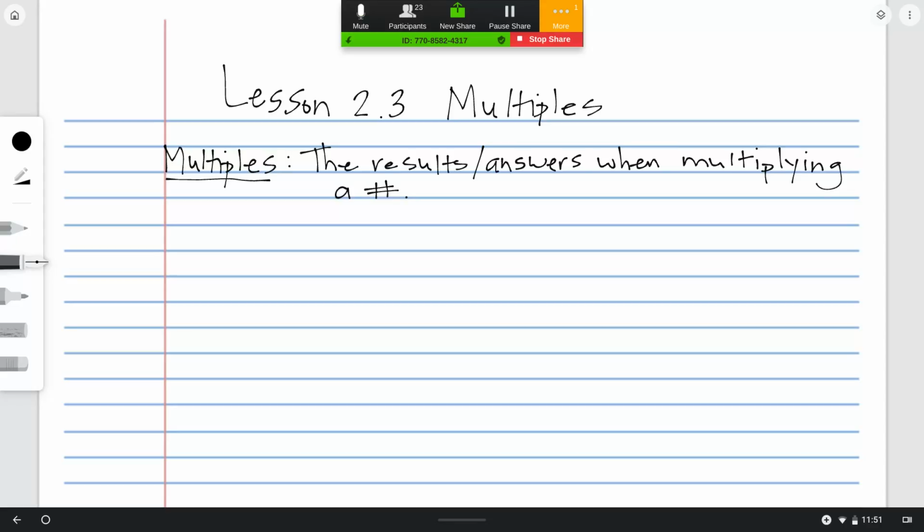Okay. Another way I think about this is I think about it as answers when skip counting. If you can skip count, so if you can count by twos, if you count by fours, if you count by sixes, if you count by eights, you can find the multiples of a number. It is very, very easy.